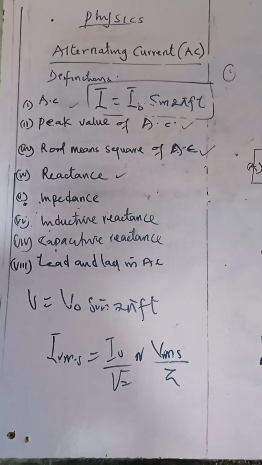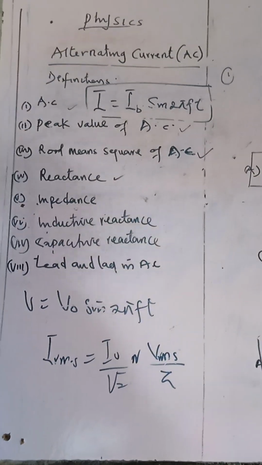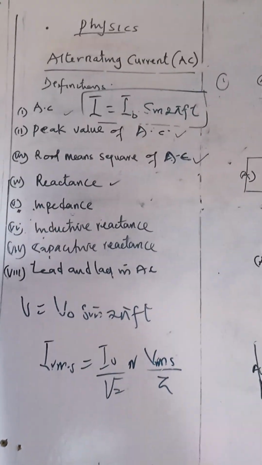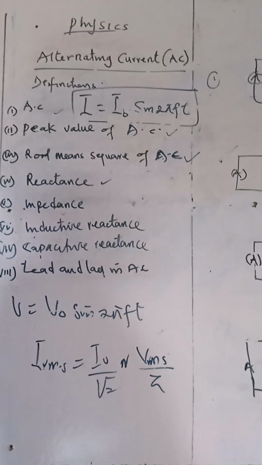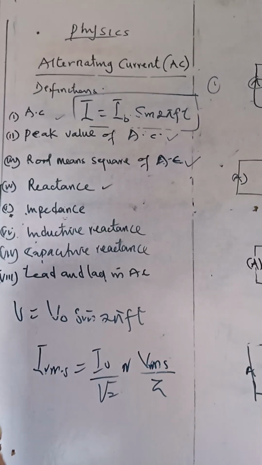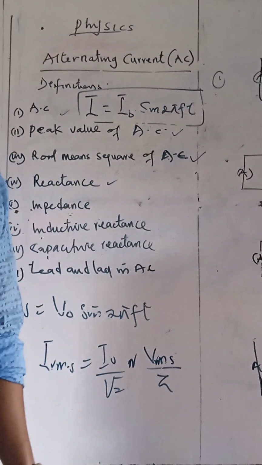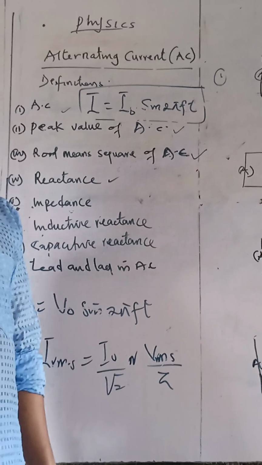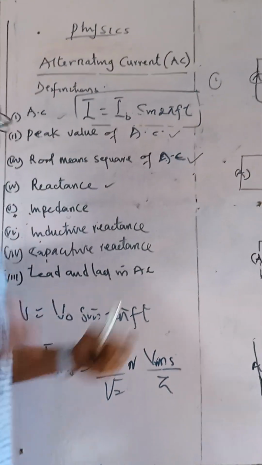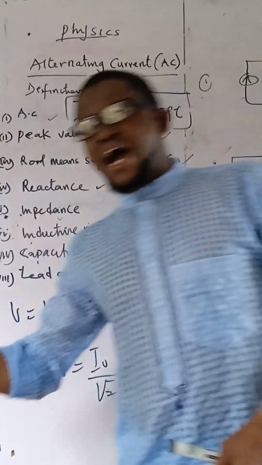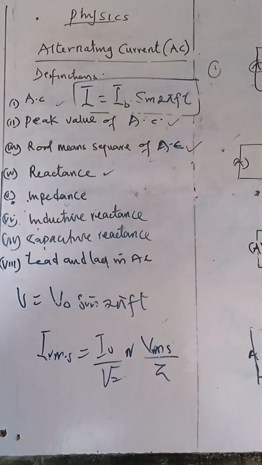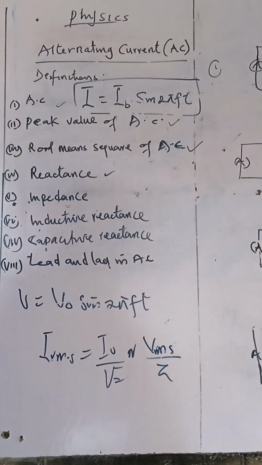So by definition we can say reactance is the regulation offered by capacitor or inductor or both to an alternating current circuit. I take it again. Reactance is the regulation offered by either the capacitor or inductor or offered by both of them, but resistor must not be there, offered to an AC circuit. So take the definition again. Reactance is the regulation offered by either the capacitor or the inductor or both to an AC circuit.